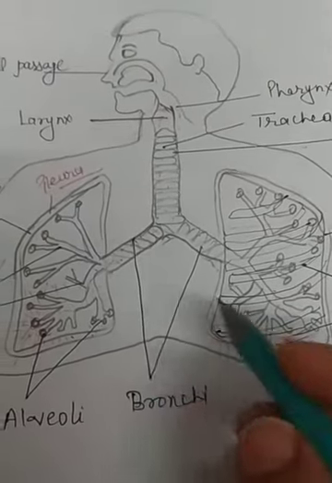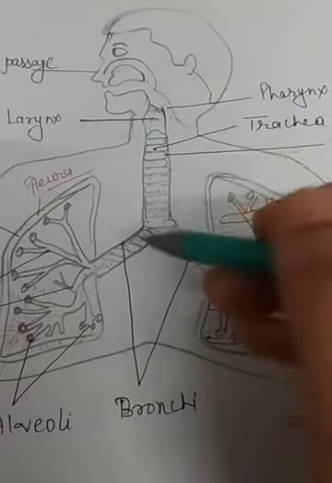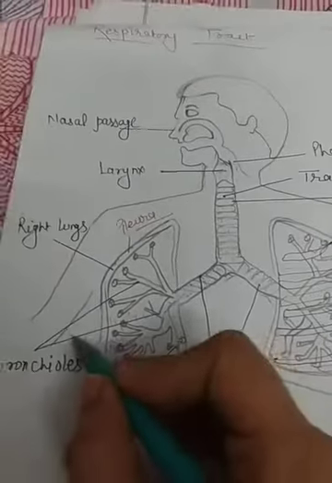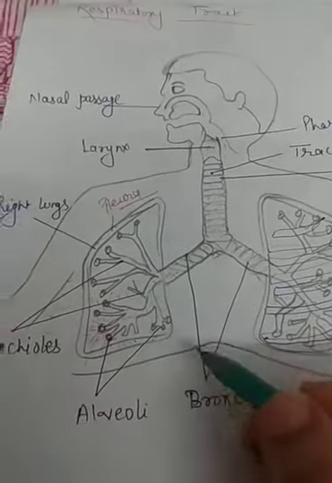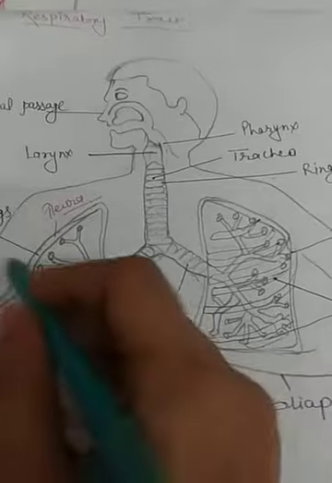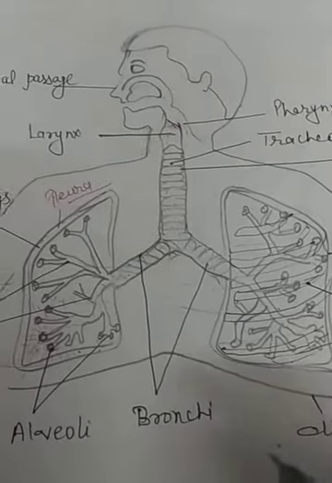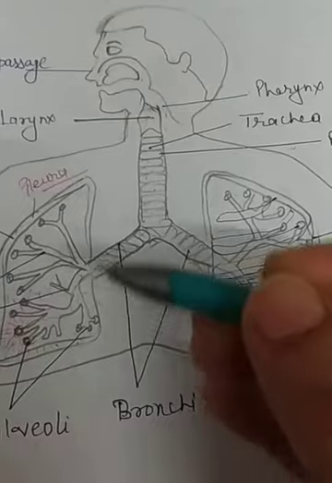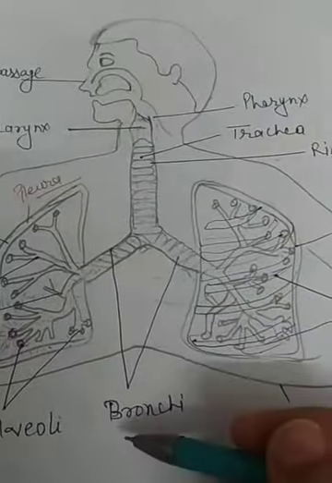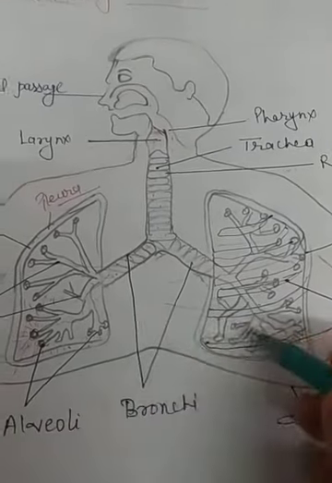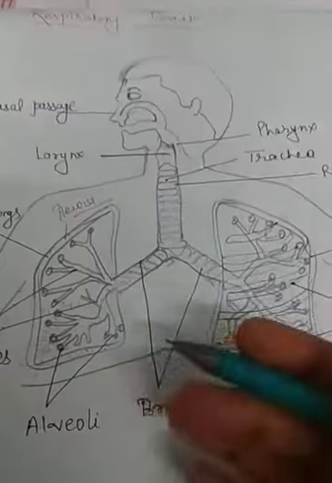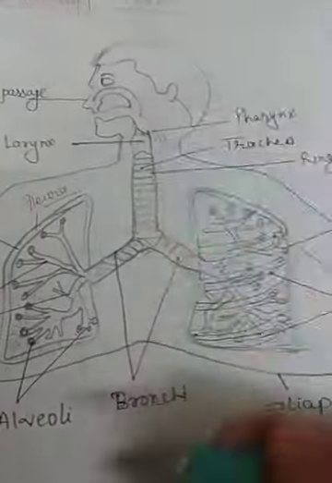The lungs are surrounded by the sternum, which means chest bone, and the rib cage on the front, and the vertebral column, meaning vertebrae or backbone, on the back. So the lungs are surrounded by the sternum and rib cage on the front and the vertebrae or backbone on the back.